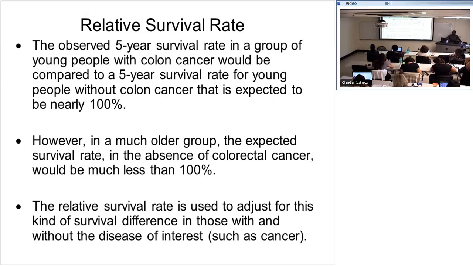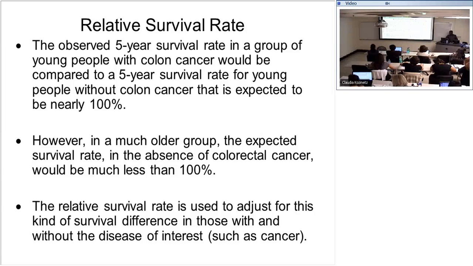Then another term is the relative survival. The relative survival talks about the observed survival rate divided by the survival that is expected. We will just try to explain it.